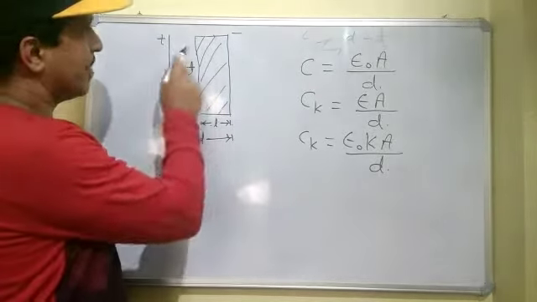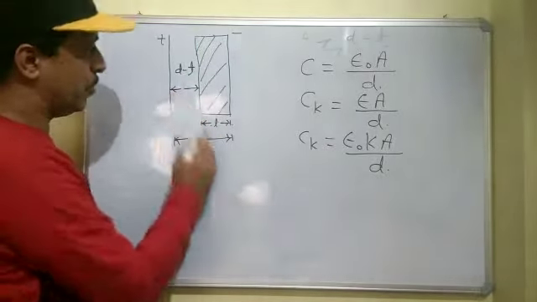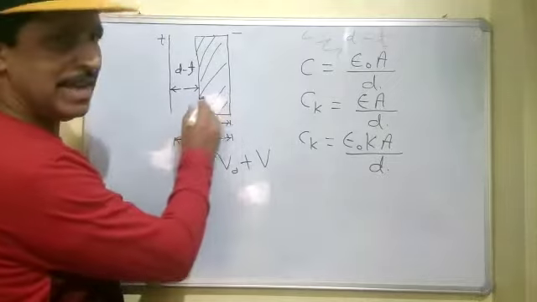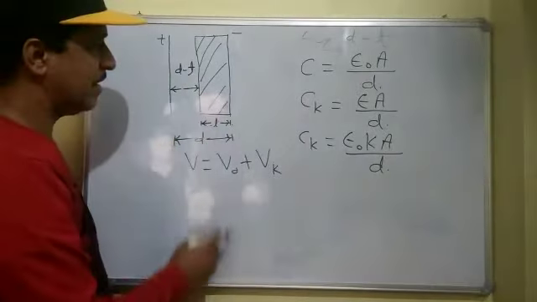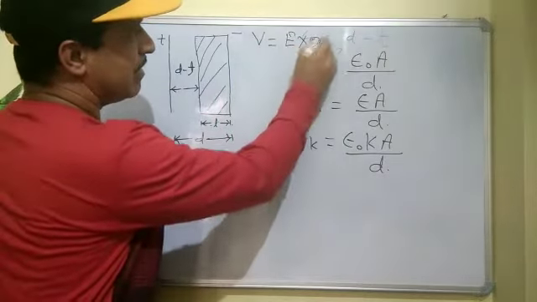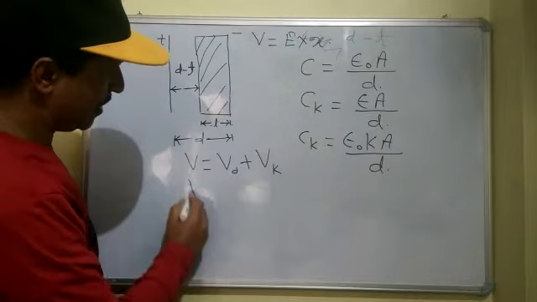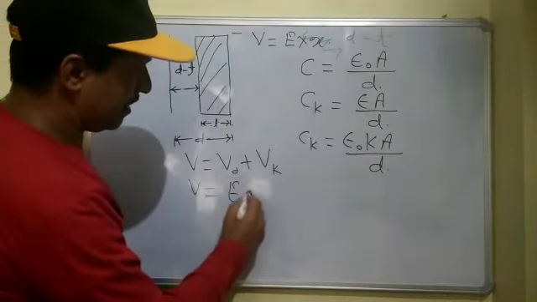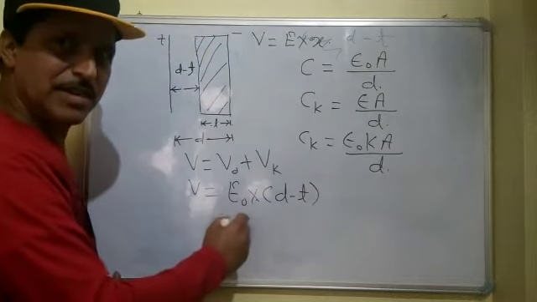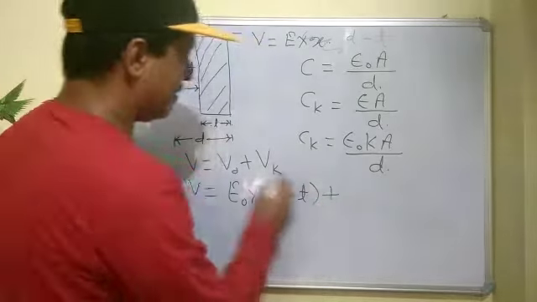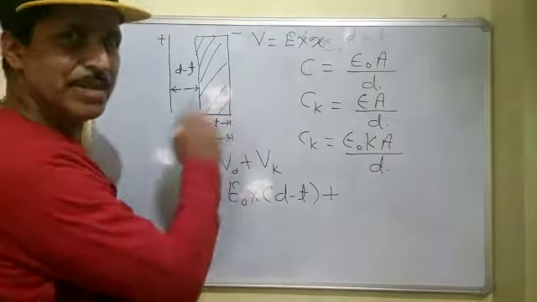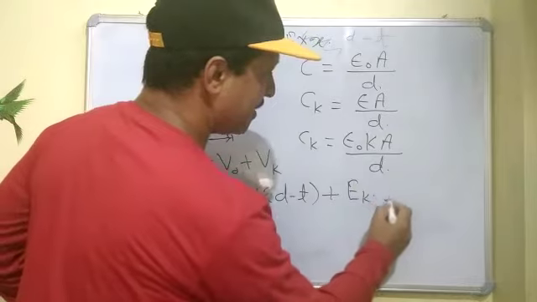The potential difference between the two plates in this case will be the potential across the free space V0 plus the potential across the dielectric slab, which will be different. But again we know that potential difference V equal to electric field multiplied by the distance. So V equal to E0 into D minus T, because D minus T is the free space. E0 is the electric field in the free space, plus Vk. Vk is Ek multiplied by T, where T is the thickness of the dielectric slab.